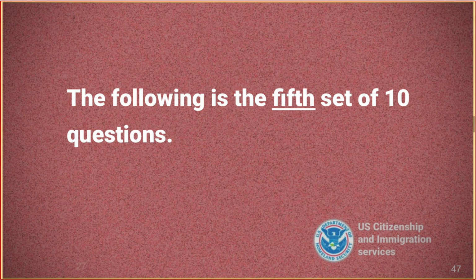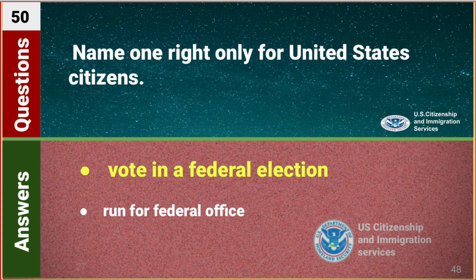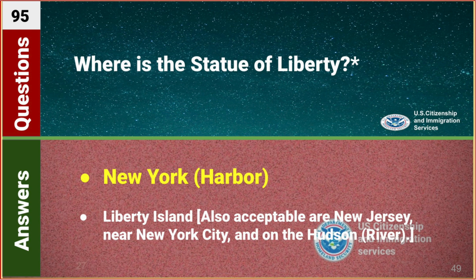The following is the fifth set of 10 questions. Name one right only for United States citizens. Vote in a federal election. Where is the Statue of Liberty? New York Harbor.